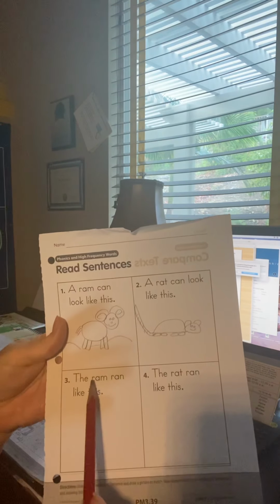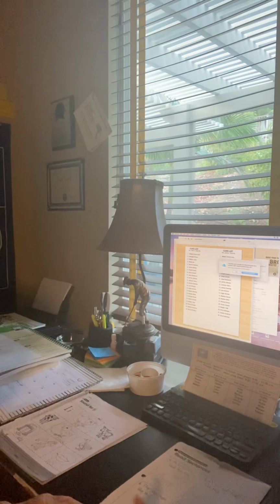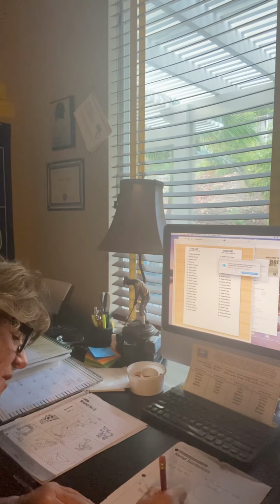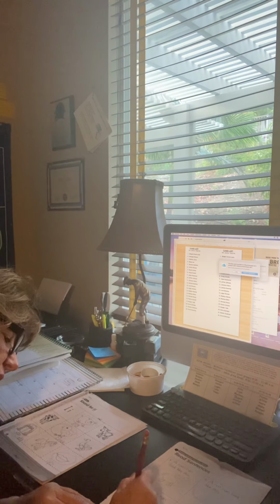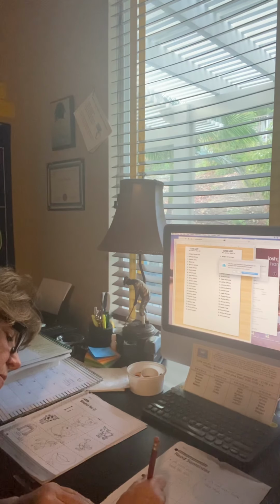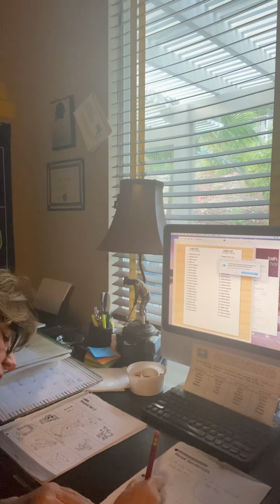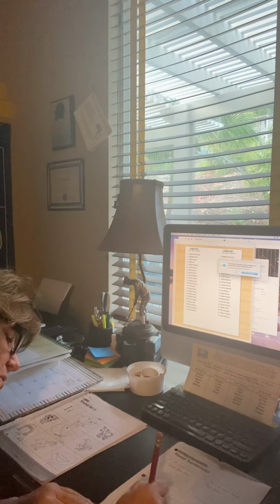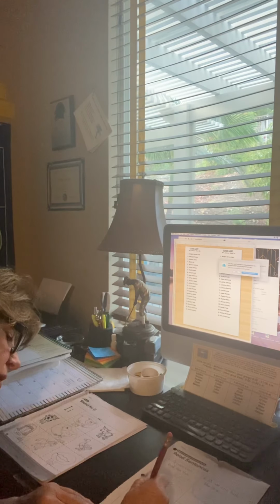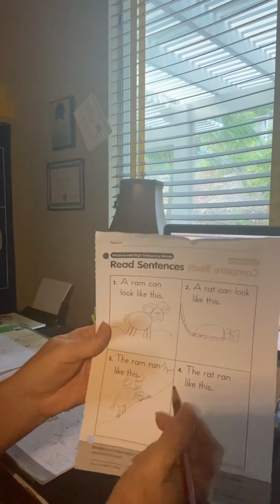It says the ram ran like this. So I think I'm going to make him running up the mountain here. So he's going to be running. So I've got to draw, here's the horns. Okay, and I got to make his feet look like they're running. So he's trying to get up that mountain, so he's running. He's got one foot here. All right, that might not be the best, but okay. So it looked like he's running up the mountain.